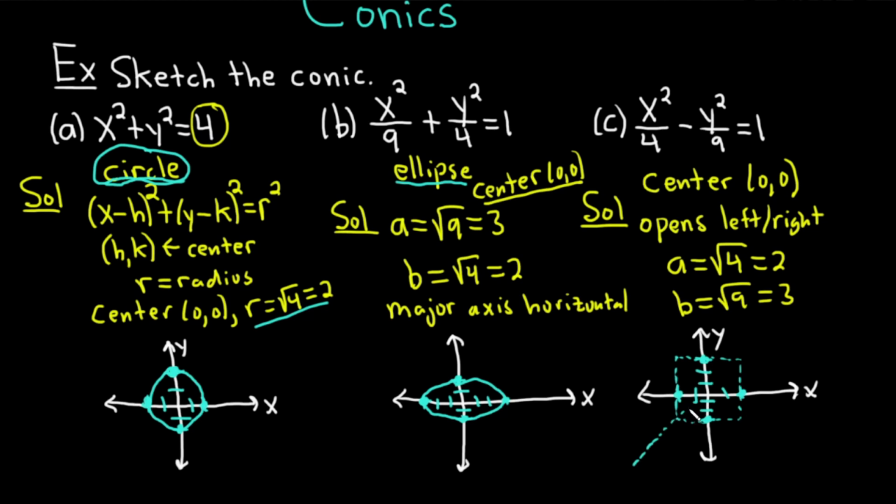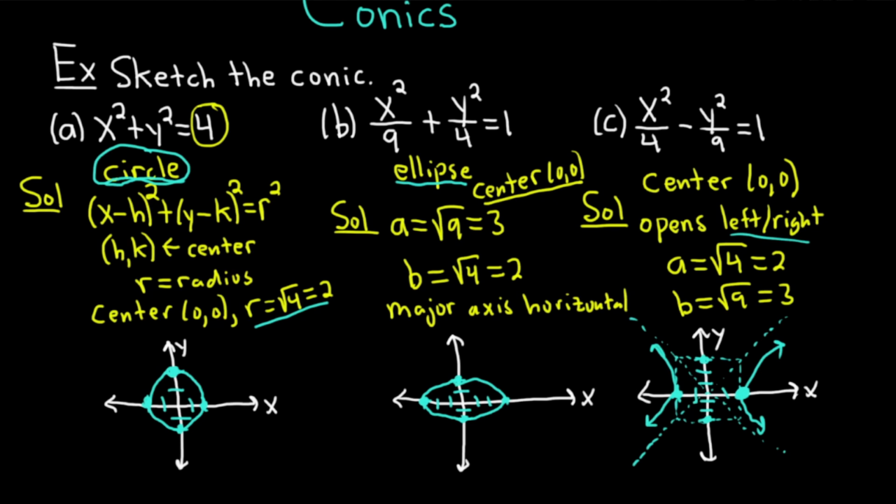Then you draw these slant asymptotes, or oblique asymptotes, and they go through the corners. So again, opens left and right by A, up and down by B, draw the box, draw the asymptotes, and this opens left and right. So this point is on your hyperbola. So it's going to look like that. Boom. Tons of knowledge in this video, so much information in one example.